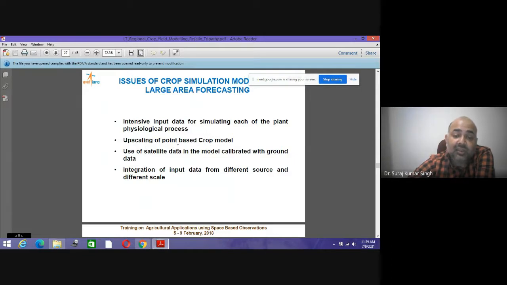Then there is scaling of point-based crop models, and use of satellite data in models calibrated with ground data. Because in remote sensing based analysis, whatever we are suggesting, it is very important to have ground verification. When you are going for crop yield estimation, crop acreage estimation, or crop production forecasting, you require intensive field data for calibration, for finding the accuracy, and for providing the input data from different sources at different scales.